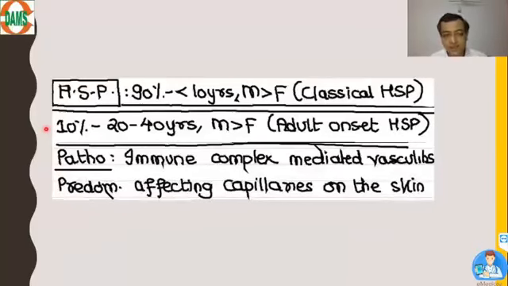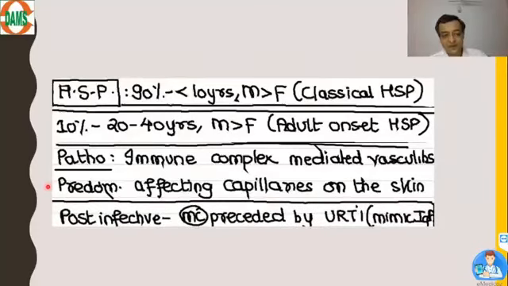So what is the pathology? Recall the first slide today. It is an immune complex mediated vasculitis, predominantly affecting capillaries on the skin. It is a small vessel vasculitis, predominantly affecting the capillaries on the skin, right?